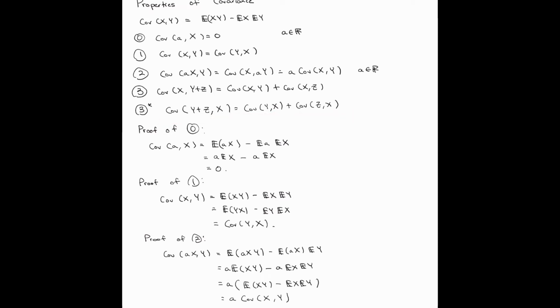If you look at property 3, from property 1 we have that covariance of x and y is equal to covariance of y and x. So we can get that from property 1 over here. Covariance of x and z is equal to covariance of z and x, and you get that again from property 1. And covariance of x and y plus z is equal to cov of y plus z and x, again from property 1. So if property 3 is true, then this implies that property 3 star is true, provided that property 1 is true, which we'll show.